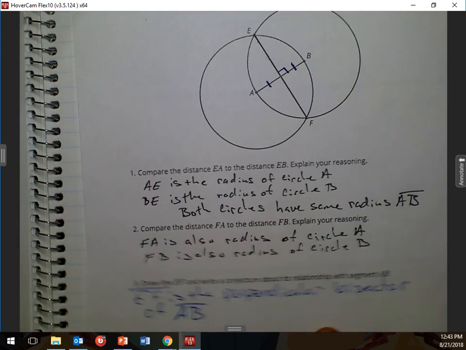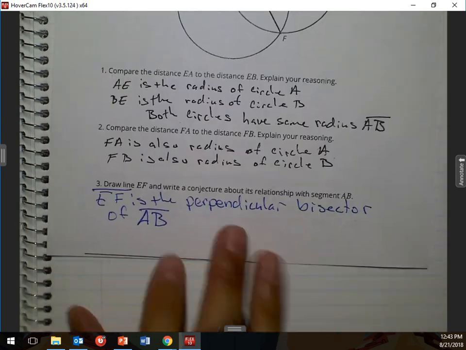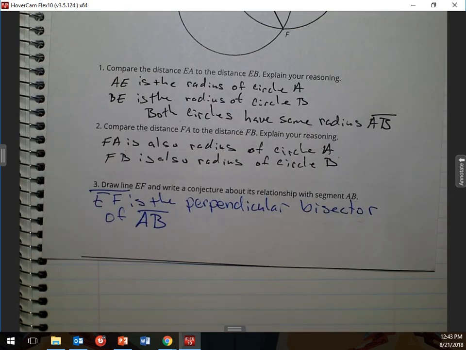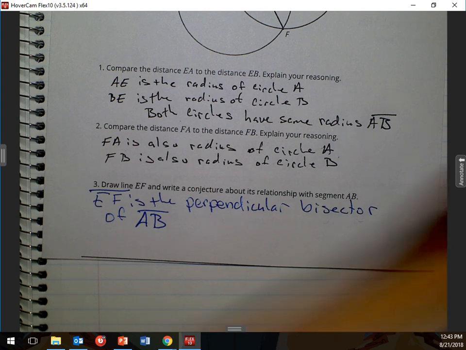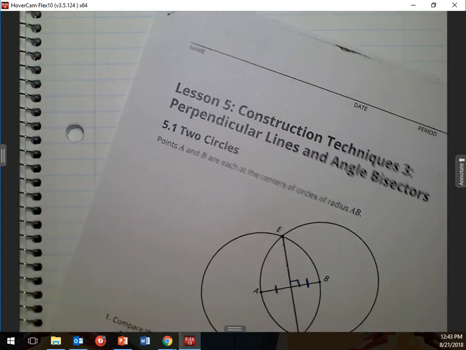Okay, so let's go back to this one right here. There it is. So I wrote it out. EF is the perpendicular bisector of AB. All right, so let's keep going. Let's take a look at this next one here.